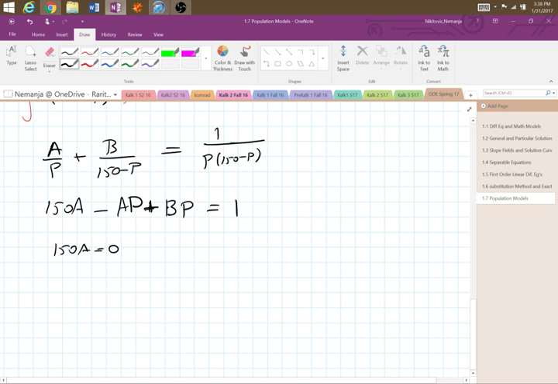So we have two of these. So we go 150A minus Ap plus Bp is equal to 1 over that thing. Now what? And in the book, they don't tell you anything about it. They just say use partial fractions because you all passed Calc 2 and they know you know it, right? It's given.